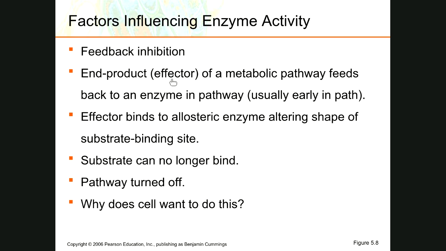Once the cell consumes the product, uses it up, then it comes off the allosteric site. The enzyme goes back to its normal shape and starts to function so the cell can make more product. And we already said, why does the cell want to do this? To save energy.